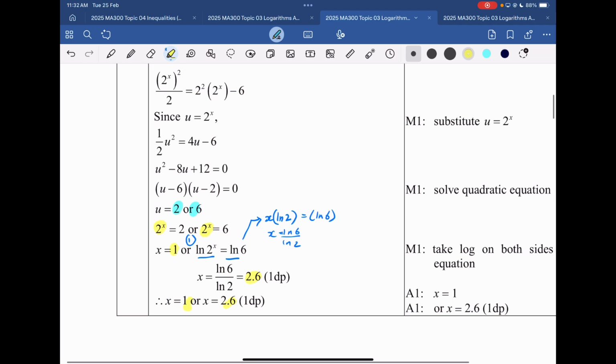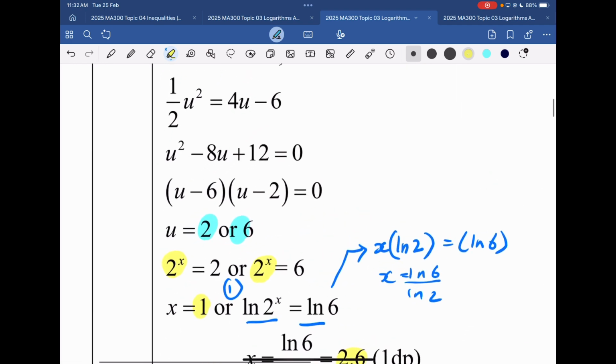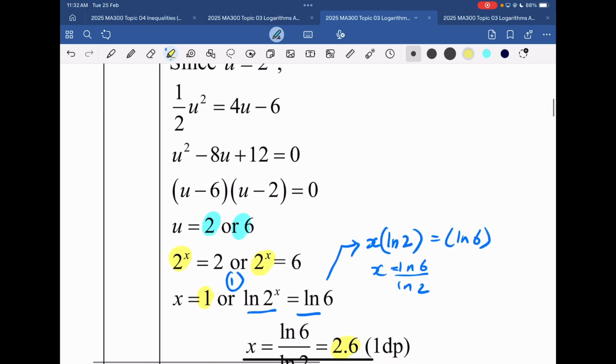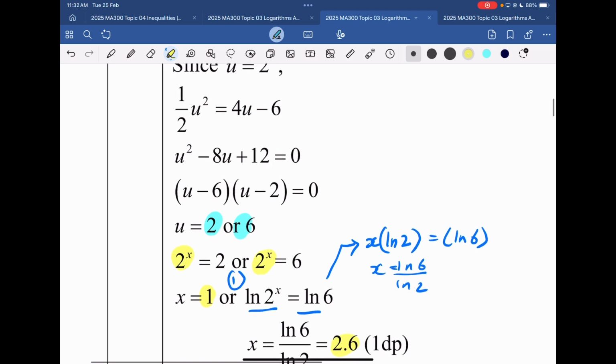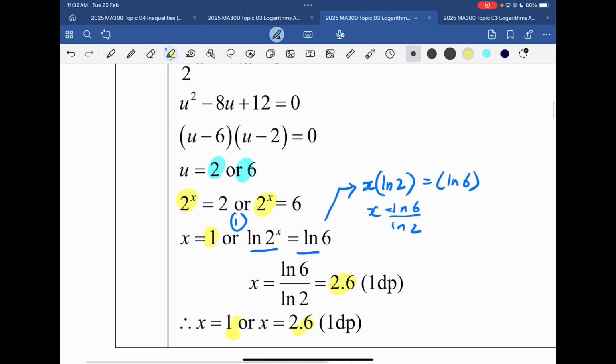Wait, how come? Oh, I rejected. That's probably why. So you don't reject. Remember 2 power x. Which one do you reject? Why do you reject 2 power x equals 6? Oh, can reject, can keep.